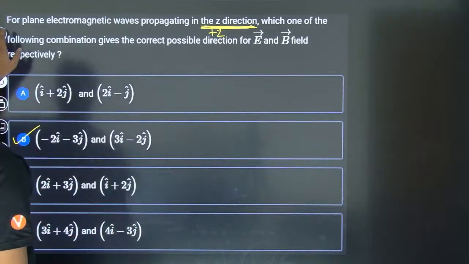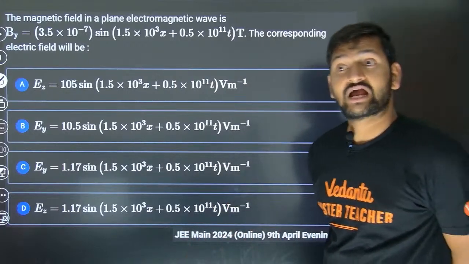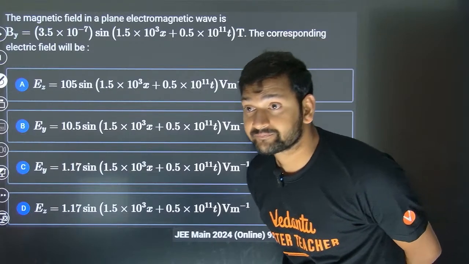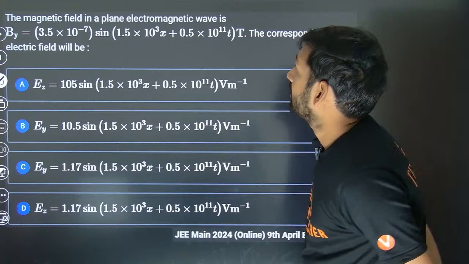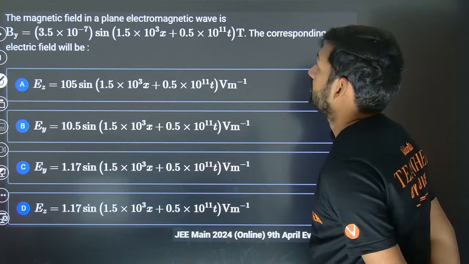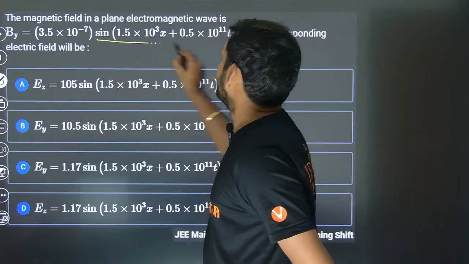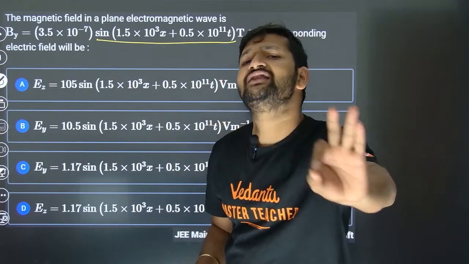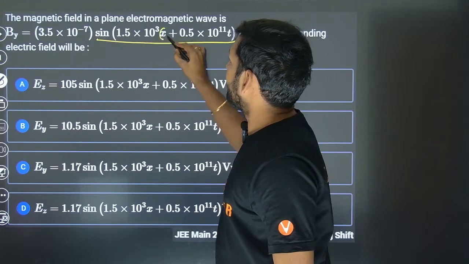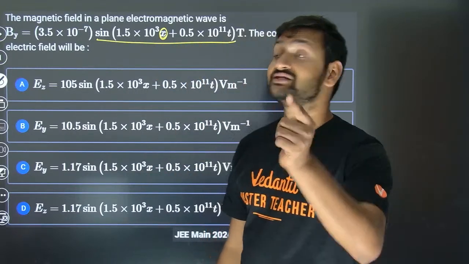Okay. Next. Look at this. This is also 2024. As I said, the chapter is small, so I am completing all the PYQs also in this class itself. The magnetic field in a plane electromagnetic wave is given, and we need the corresponding electric field. The very first thing you have to do is that the magnetic field and the electric field should have exactly the same function. And one more thing, you can see here the coefficient of x and coefficient of t have the same sign.